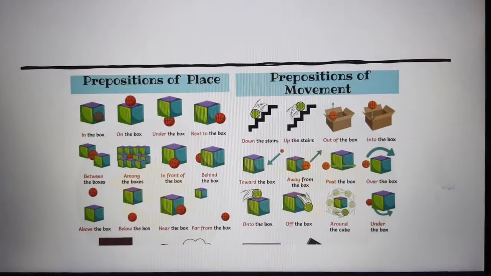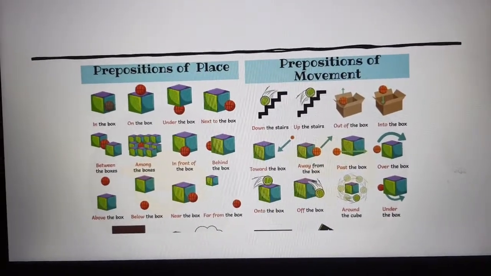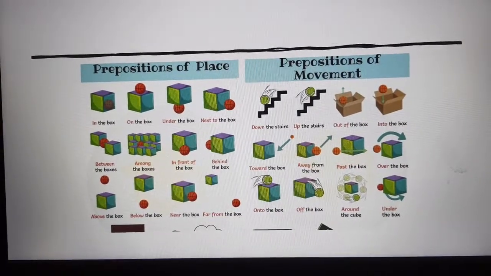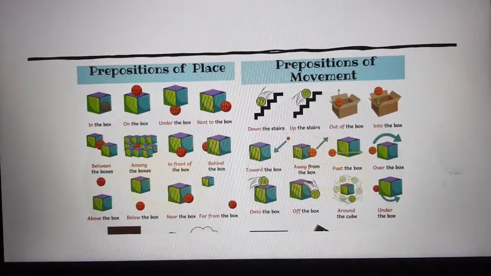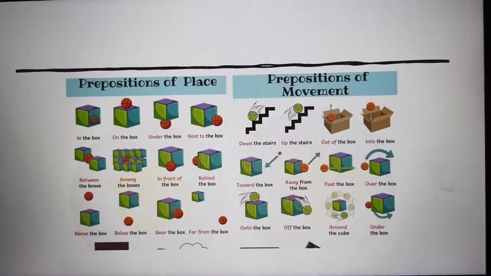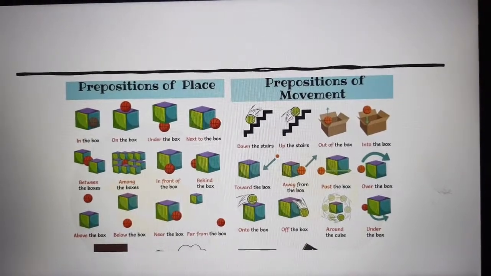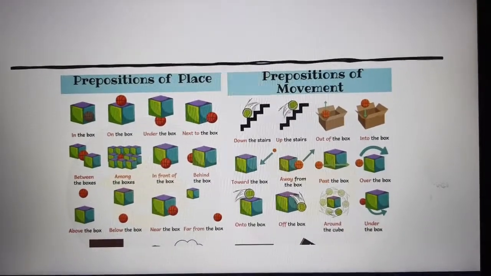Next is, see, this slide can give you a little idea about prepositions of place and prepositions of movement. Now, in the box, on the box, the ball is on the box, and then under the box, next to the box. When you try to learn anything through a picture, then it becomes easy to understand, right? So you can see it here.